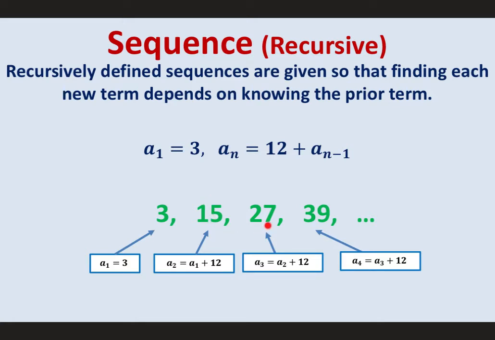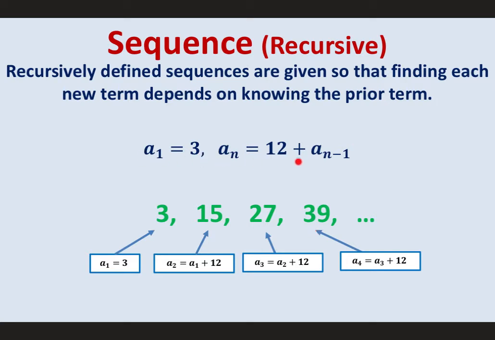15 plus 12 is 27. The next term, 27 plus 12 is 39. The next term, if we were to do this again, 39 plus 12 is 51. And we could keep going. We just add 12 each time we move on. But in order to know the next term, you have to know the previous term.